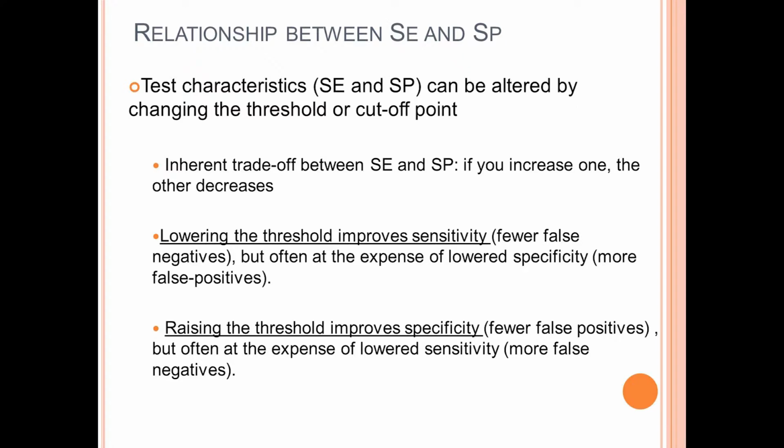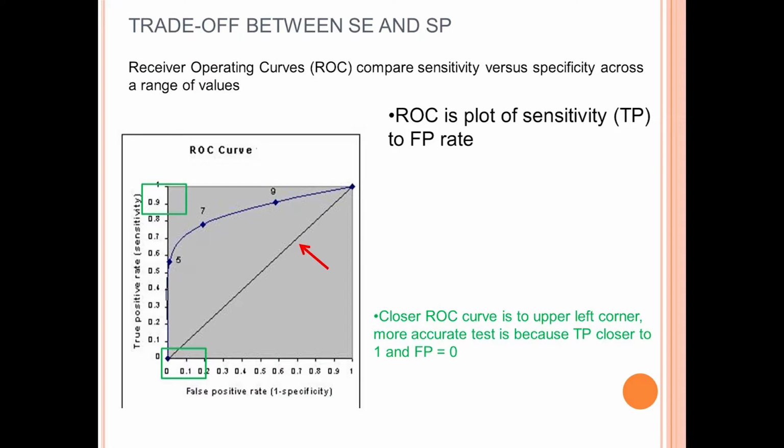So how else can we think about this? So these are receiver operating curves. I'm sure that many of you have seen them. I actually like them very, very much. I think that they're very useful. I kind of think of them as a thing of beauty, and maybe that's more about me than you need to know. They compare sensitivity versus specificity across a range of values. They summarize this trade-off between sensitivity and specificity.